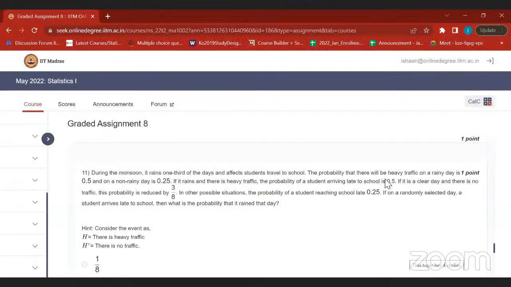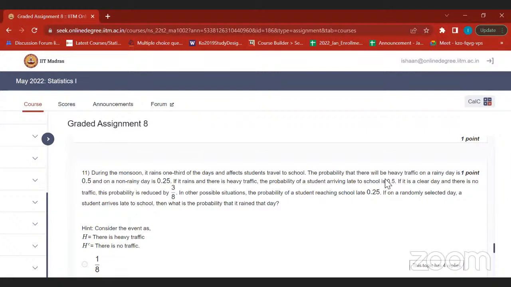Okay, see, the first information which is given is raining and not raining. The probability of raining is 1/3, and not raining is 2/3, right? Okay, and after that, the information is heavy traffic and not heavy traffic.